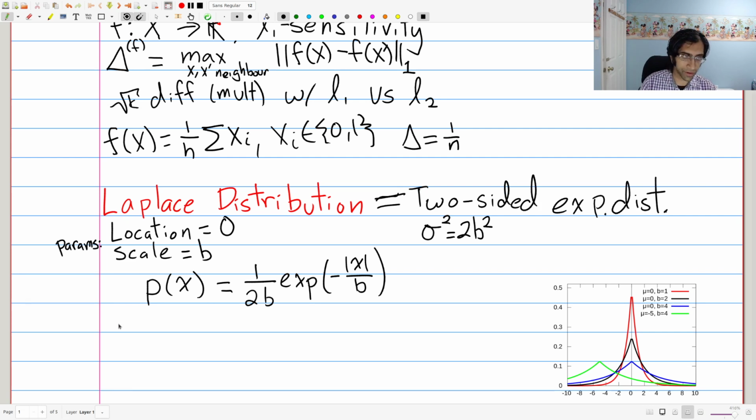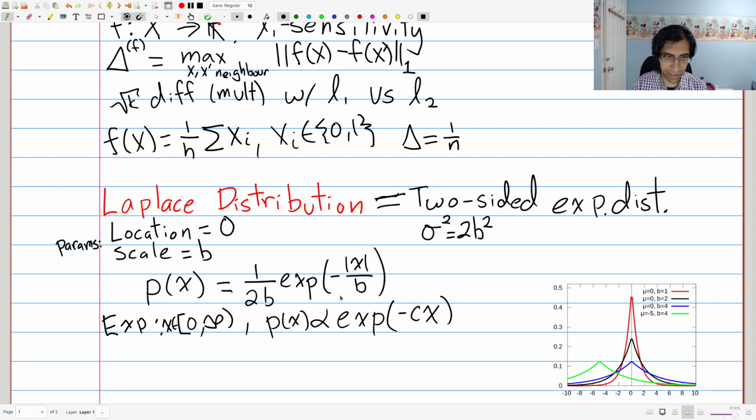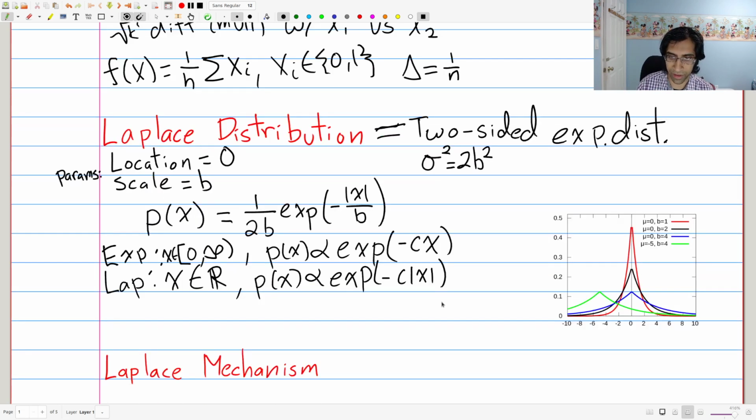And this can be seen, if you're not convinced, I'll claim that the exponential distribution is supported just on the positive numbers. So it takes x in 0 through infinity. And it has density p of x, which is proportional to e to the minus c times x, where c is some constant. But the point is, you see that it's essentially the same form as we have here. The difference is that the Laplace has x in the reals, so it takes the whole domain, not just the positive numbers. And p of x is proportional to e to the minus c times absolute value of x. So it's a pretty small difference. It's just saying that it's essentially two-sided.